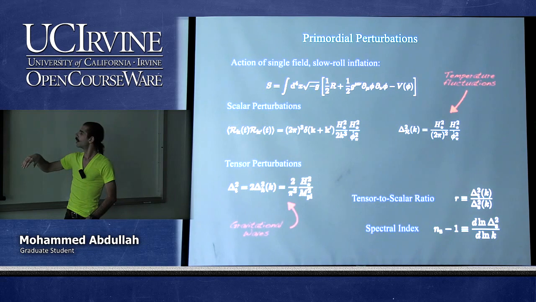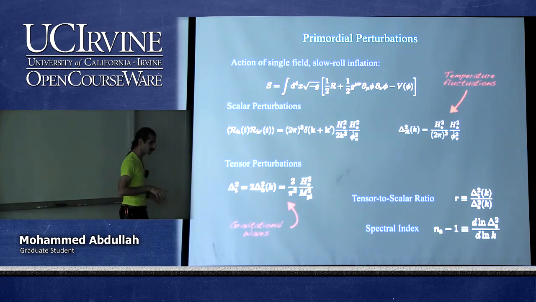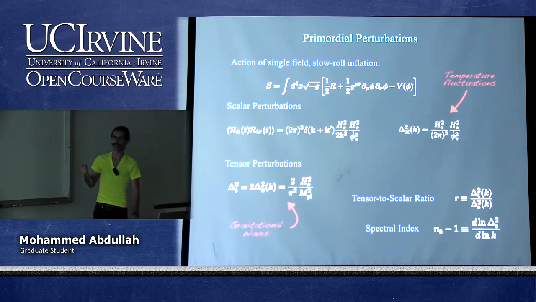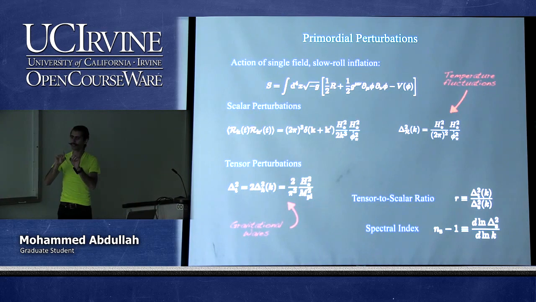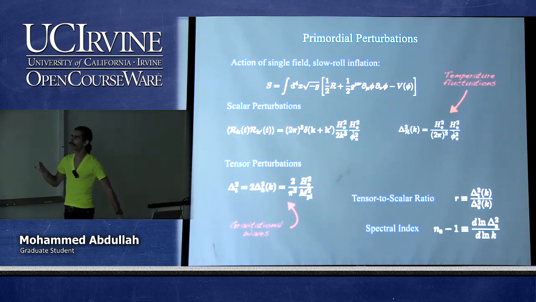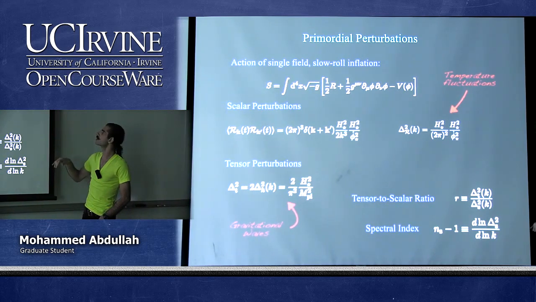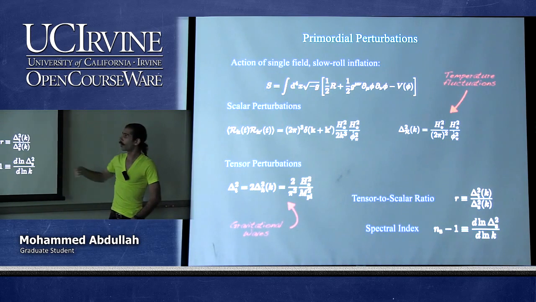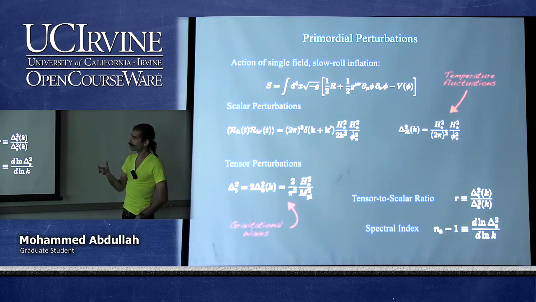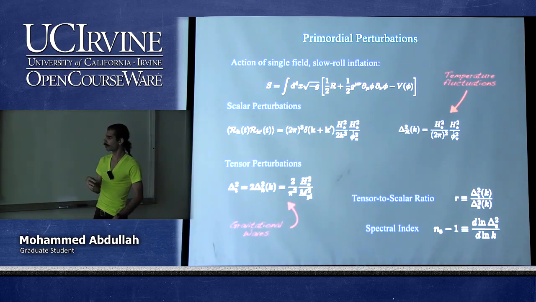And you can then ask how different modes of those perturbations are correlated. And what this will tell you is directly how the temperature fluctuations are in your CMB map. So one of the quantities that are important, that we'll look at later, is the amplitude of scalar fluctuations here. You can also look at the tensor part of the perturbations, which will tell you something about gravitational waves.